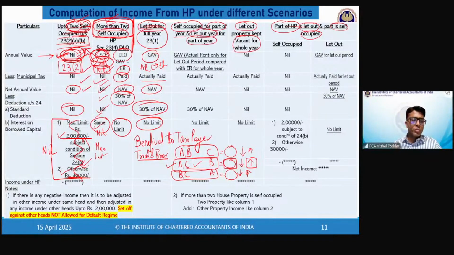Now some special case scenario: self occupied for part of the year and let out for the remaining part of the year. So here I gave you an example. Assume the house you are living in, for the first 4 months you are living there, so it is self occupied. Then you shift to a bigger house, so you let it out for the remaining 8 months. So this is the practical example of this case, that part of the year it is self occupied, remaining part of the year it is let out.